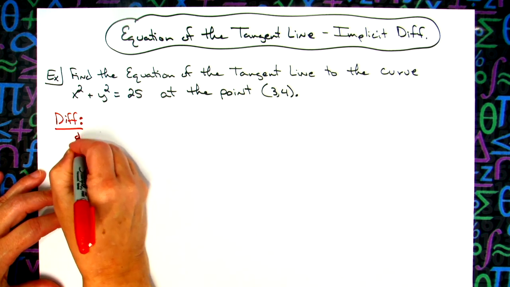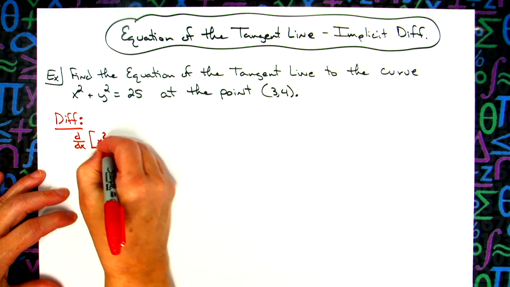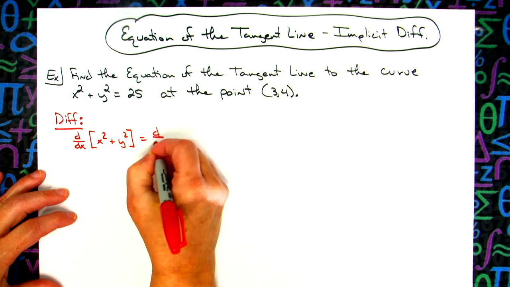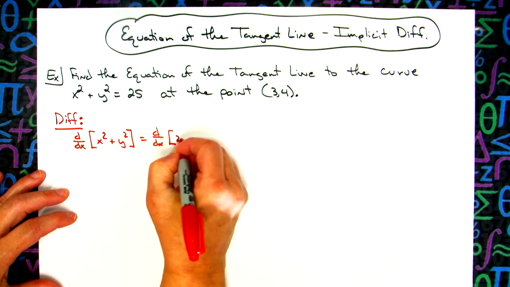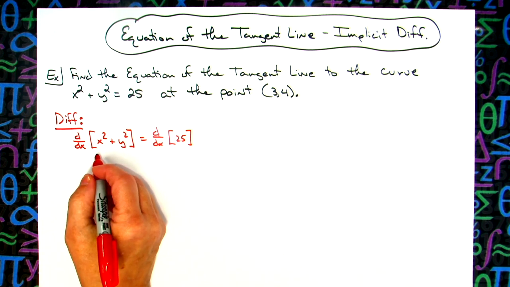I'm going to take the derivative d/dx of both sides of this equation. So I'll have an x squared plus a y squared on the left, also taking that derivative d/dx on the right side. We're taking the derivative with respect to x, so we are going to have some chain rule here.